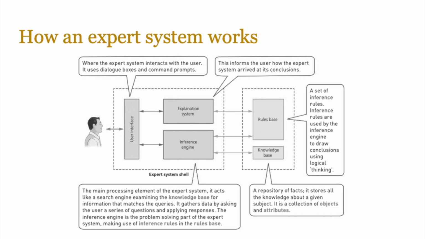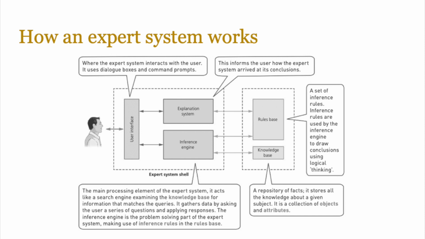So how does this expert system actually work? We can look at it through two different directions. One's from the user side, the other is from the expert side. So let's start by looking at what happens from the expert side, which is the right hand side on this particular diagram. So first we collect a repository of facts. It stores all the knowledge about a given subject. It is a collection of objects and attributes.